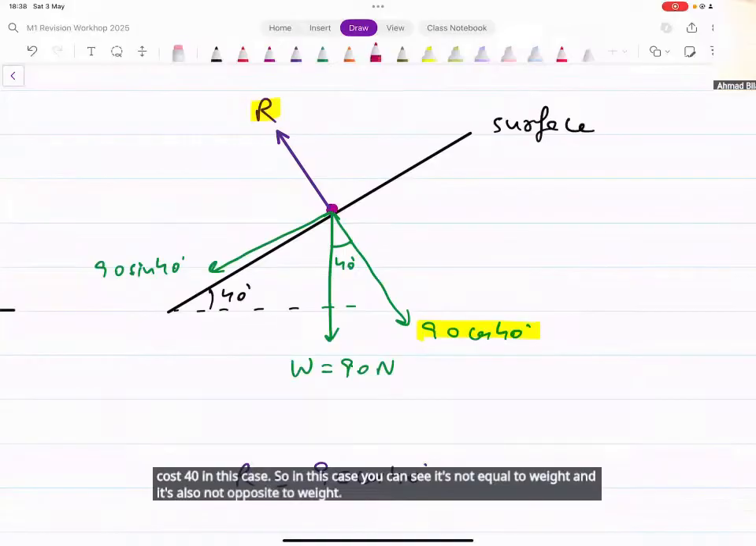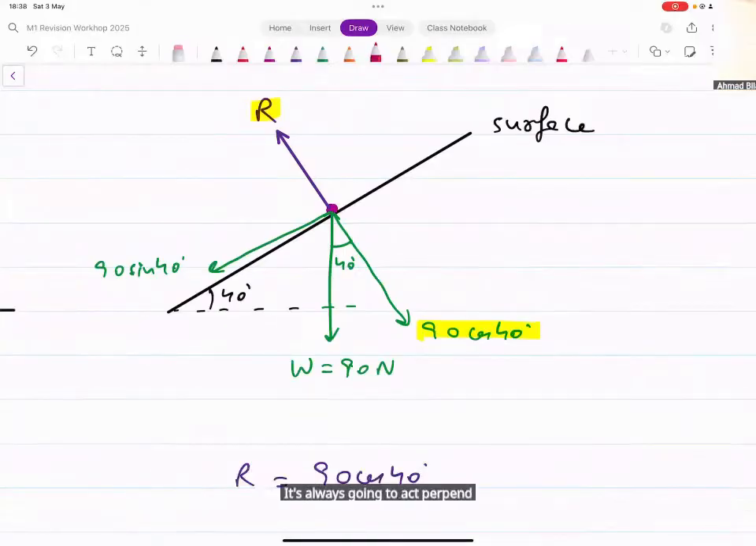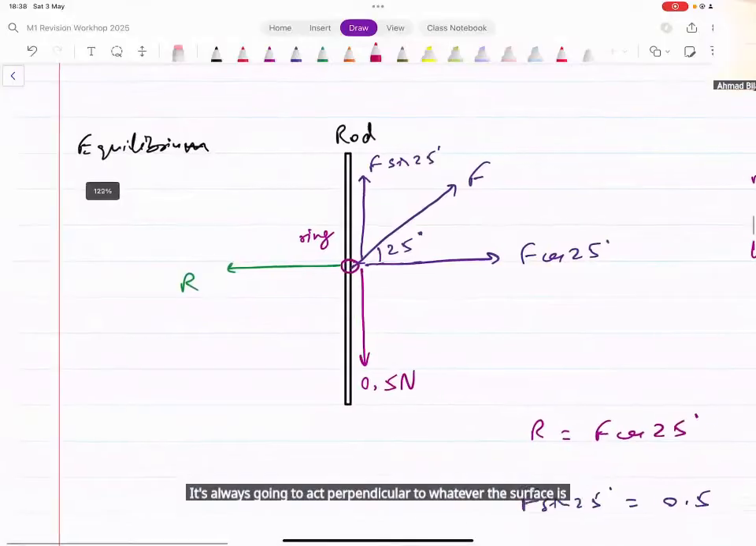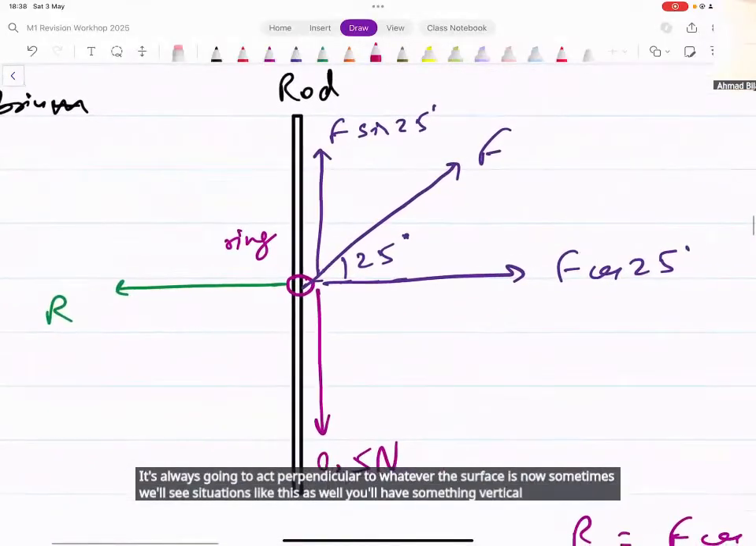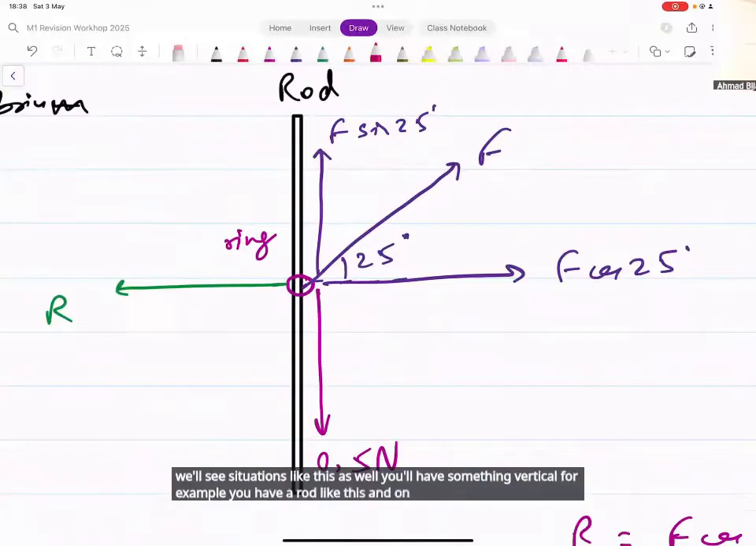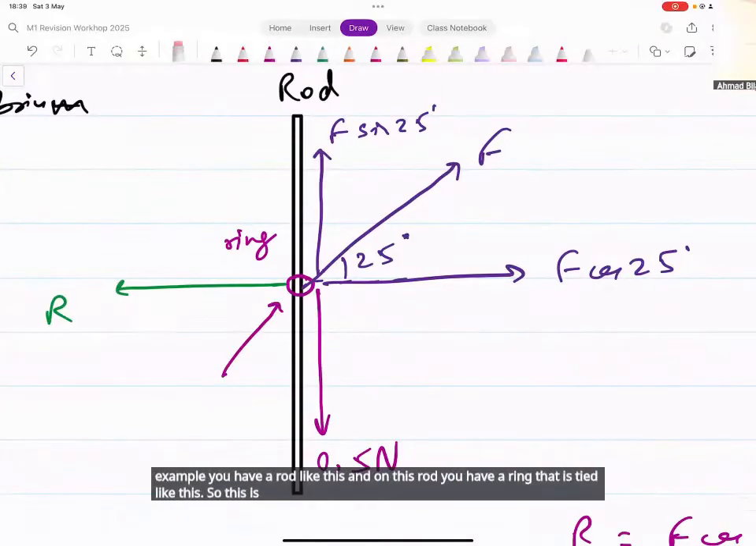It's always going to act perpendicular to whatever the surface is. Now, sometimes you'll see situations like this as well. You'll have something vertical. For example, you have a rod like this, and on this rod, you have a ring that is tied like this. So this is a ring that's tied to the rod.